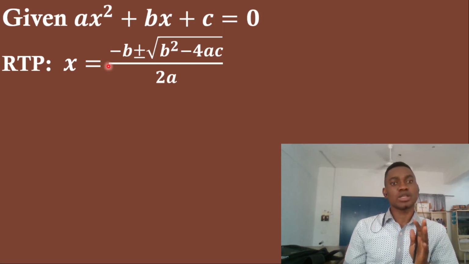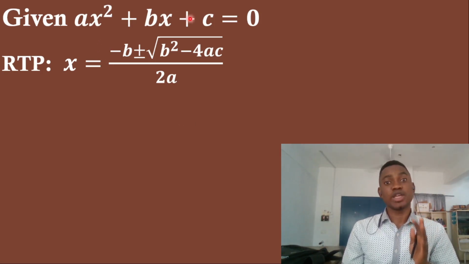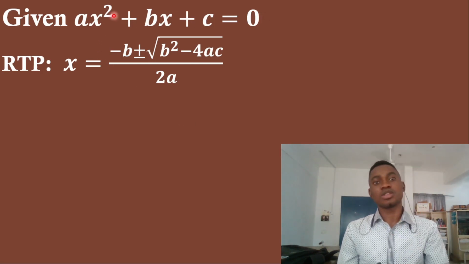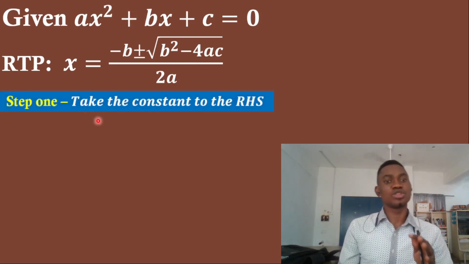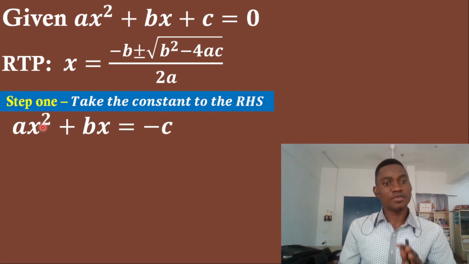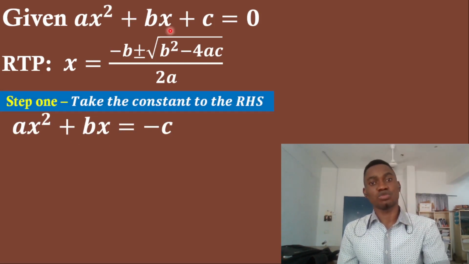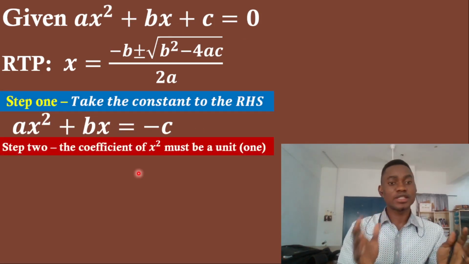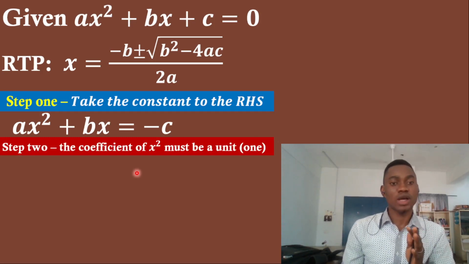Don't forget we are solving ax squared plus bx plus c equal to 0. This is our question. So the first step is to take the constant to the right hand side. We'll have ax squared plus bx equals what? Minus c. All right, the next step is to make our a 1.